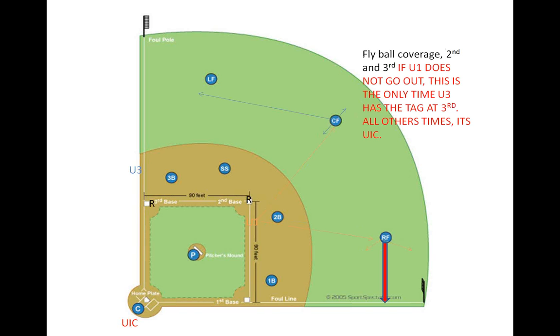Fly ball coverage for second and third. If U1 does not go out on this ball, and U1 is not going out because we are not going to leave the middle of the diamond, this is the only time that U3 has tag responsibilities at third. Runners at second and third, this is the only time U3 is going to have that tag responsibility at third. All other times, UIC has it.